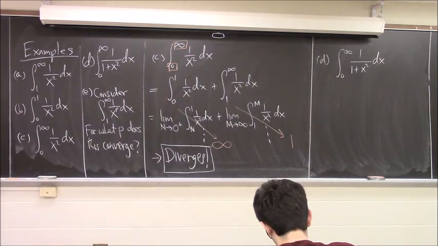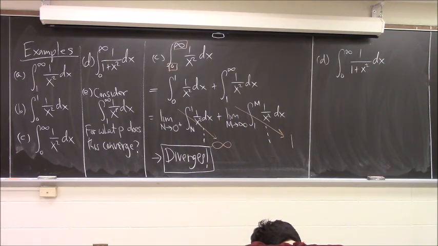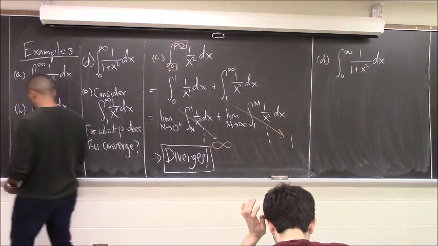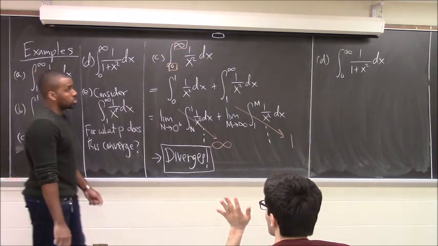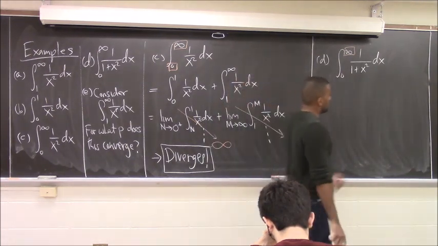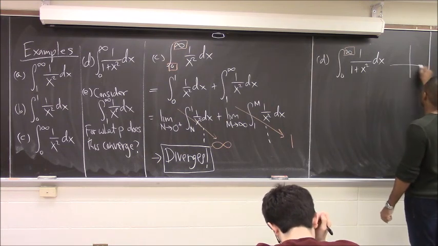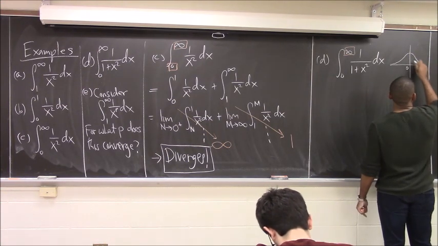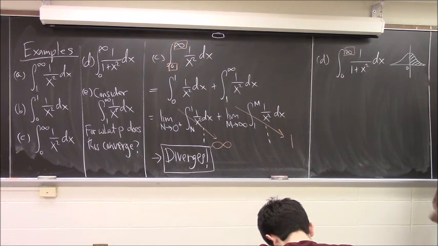Write down what you think the setup of that one would look like. What are the bad points here? Just infinity. 1 over 1 plus x squared is actually continuous everywhere, right? You never divide by 0 because 1 plus x squared is never 0. This graph actually looks like a bell. So it looks like that going off. And we only care about the right side, so we want to see, does the area there make any sense? Does it give us a finite value?